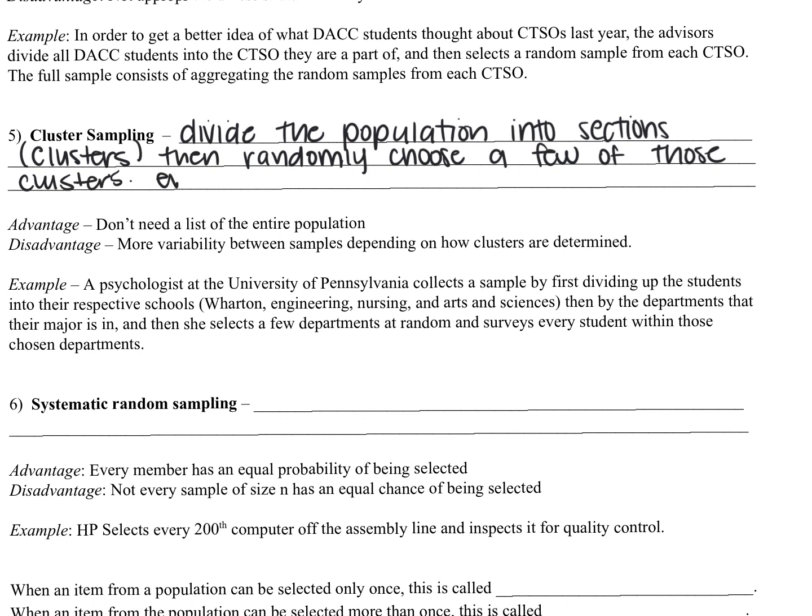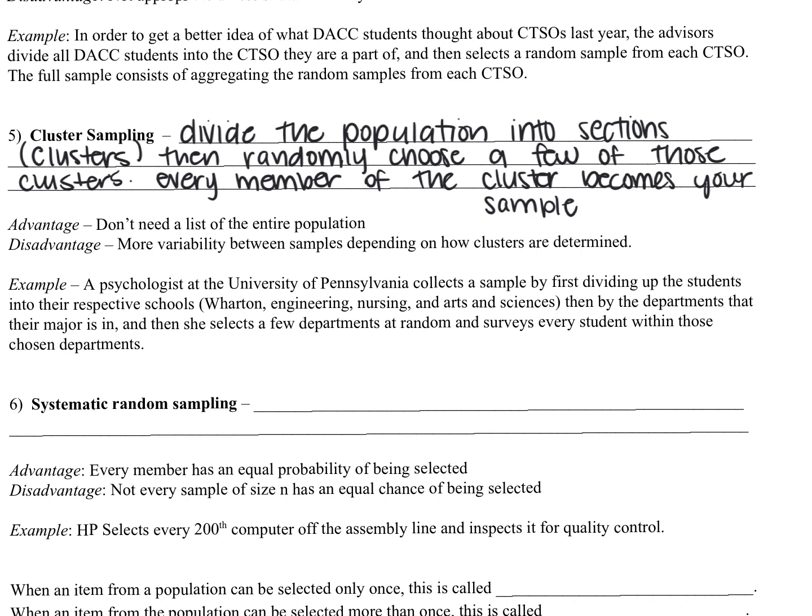And then every member of the cluster becomes your sample. So it's very similar to stratified in the way that you have groups, but what's different here is that the clusters we create for cluster sampling don't have to be similar. You're just dividing them into groups.